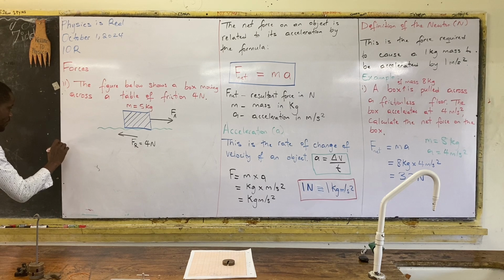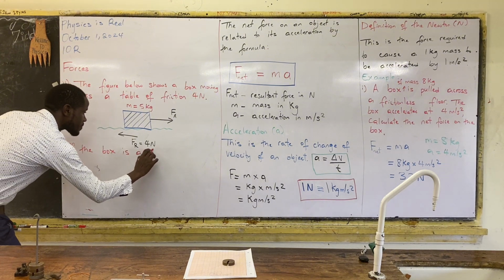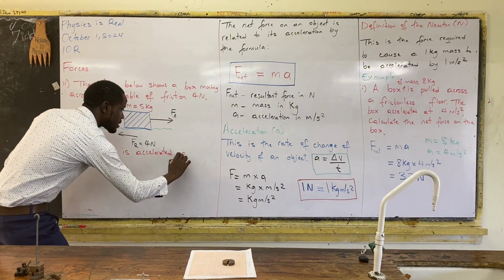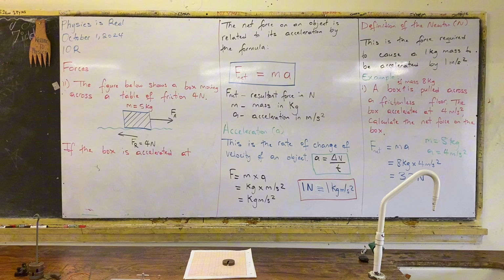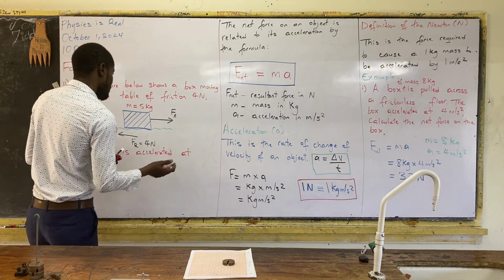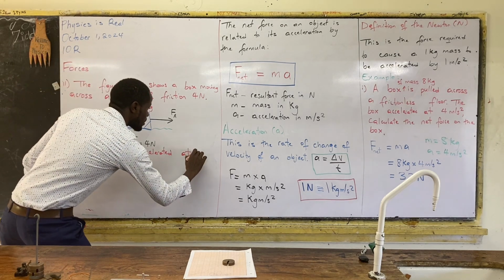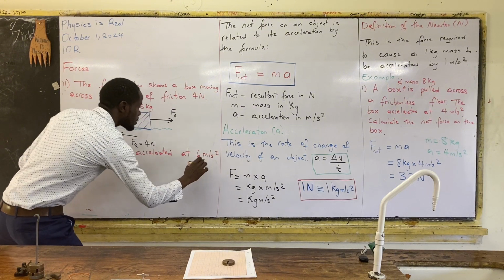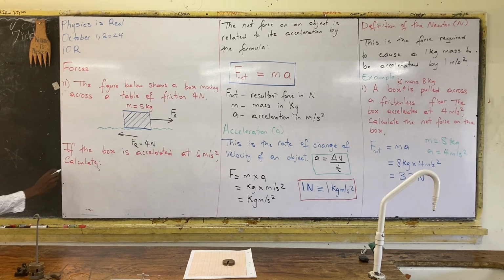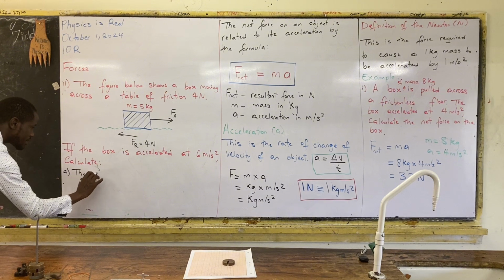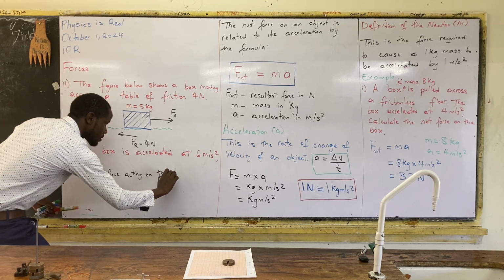Okay? We're going to say if the box is accelerated at, somebody give me a number for this. 5, okay. I was thinking 5. Let's use 6. 6 meters per second squared. Calculate A, the net force acting on the box.